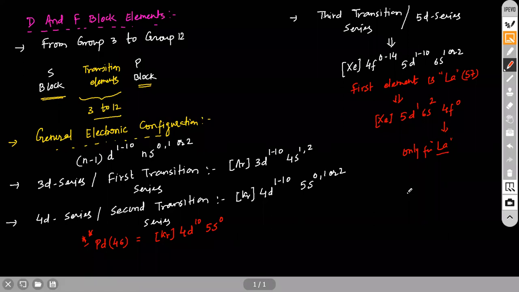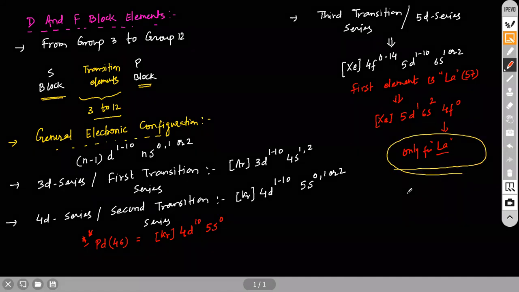There are a few exceptions in this electronic configuration. For example, for chromium and copper, you know, right? It has a half-filled d orbital and a completely filled d orbital. Chromium and copper electronic configuration you know already. The reason is that we have discussed many times: half-filled and fully filled orbitals gain some extra energy. So that's one important thing here.